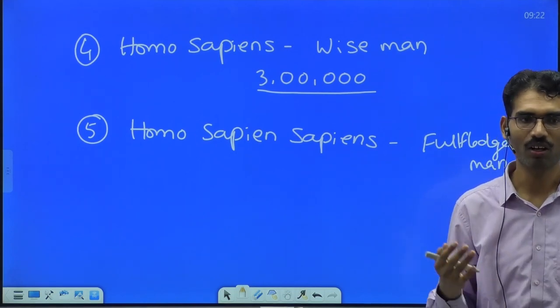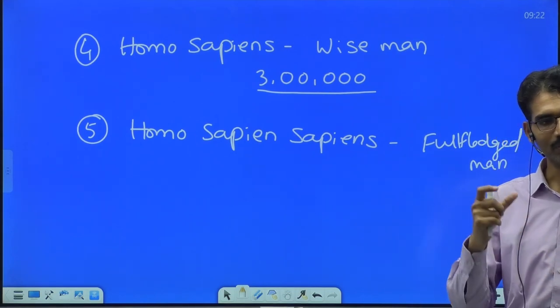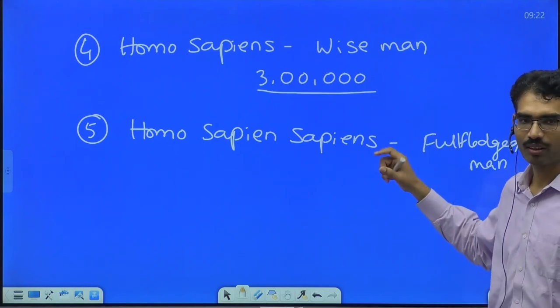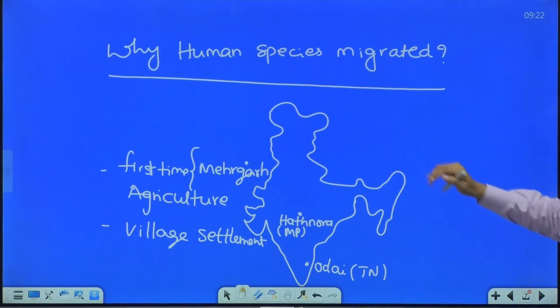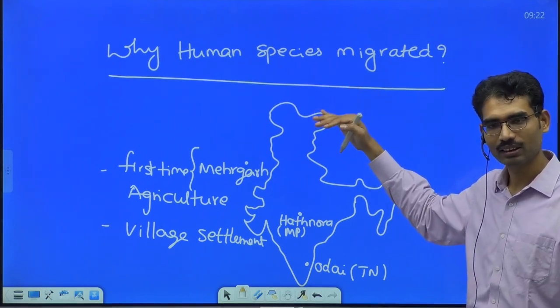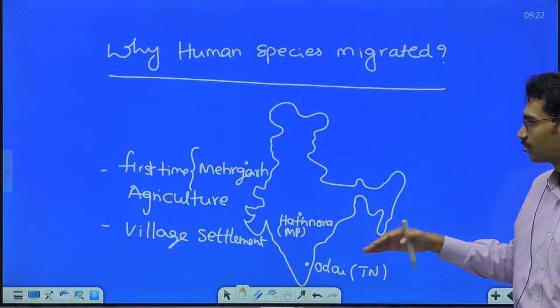Charles Darwin, Origin of Species. That person's name also you can bring. Those facts only will make the difference. Next one, why did human species migrate? This is where exactly our history starts.